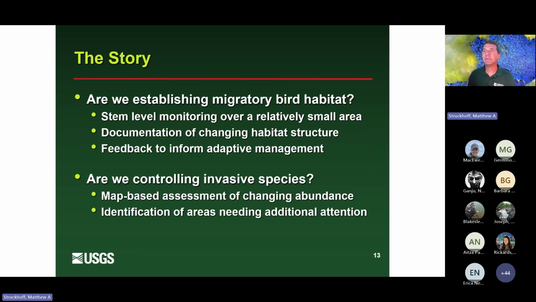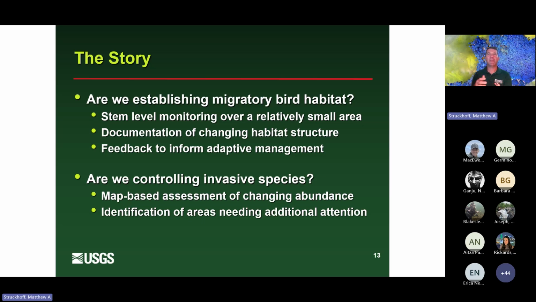So here I've attempted to present two portions of a story. One is relating to the development of migratory bird habitat in that restored area, presenting information about our ability to do stem level monitoring over what is a relatively small area. If we add additional data from UAS, we can do a more thorough documentation of the changing habitat structure. And primarily, we're interested in providing information that will inform any sort of adaptive management that may be necessary.